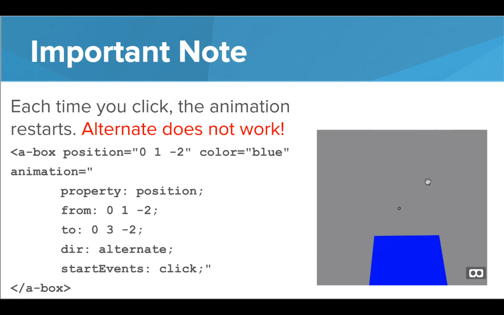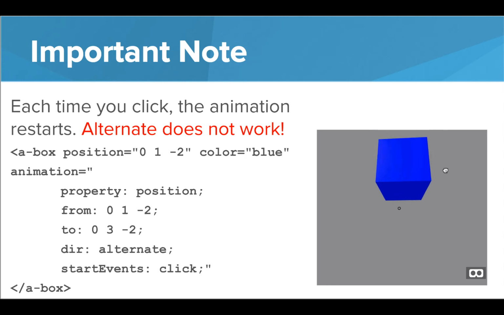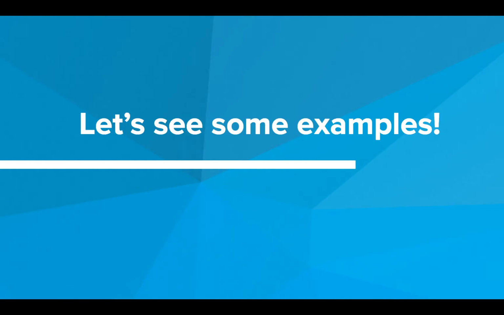It's important to note that each time you click, the event's animation starts at the beginning. As a result, even if you set the direction to alternate, each time you click, the animation still starts from the beginning point. With that in mind, let's go to the editor and look at some examples.